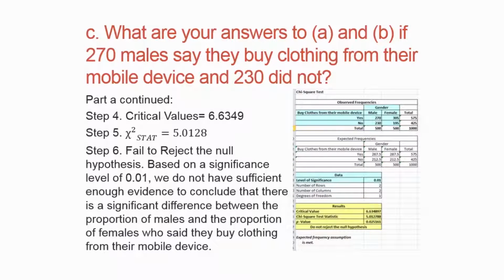Okay, step 4, critical value is the same, but notice calculated value is not the same, and that's because my observed values and my expected values are not the same. So I've got 5.013, which is less than my critical value, and therefore I must fail to reject the null. Okay, so if alpha is 0.01, we do not have enough evidence to conclude there is a difference between the proportions of males and females who said that they buy clothing for their mobile device.